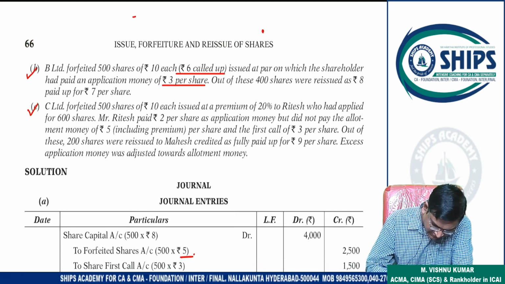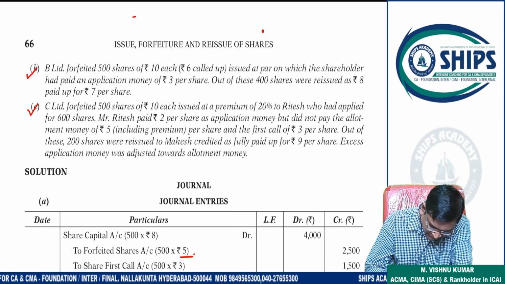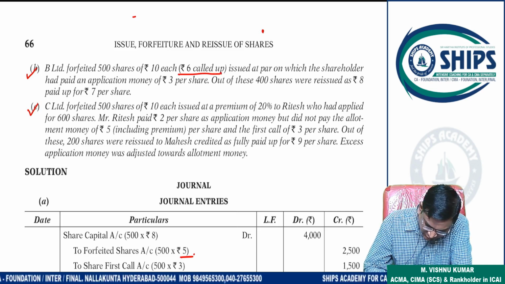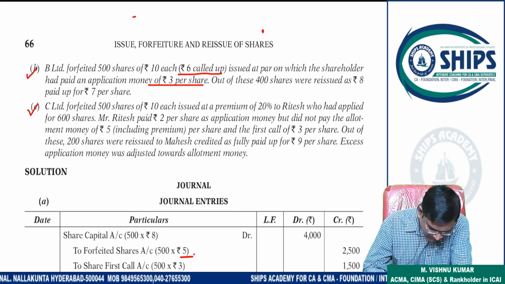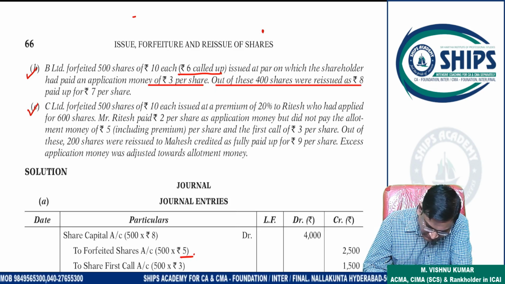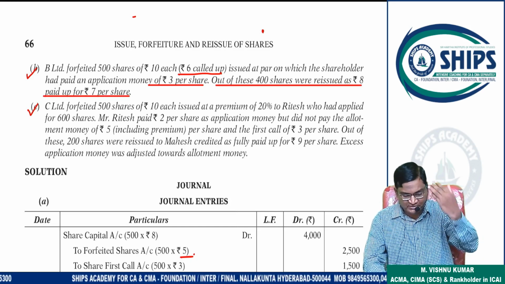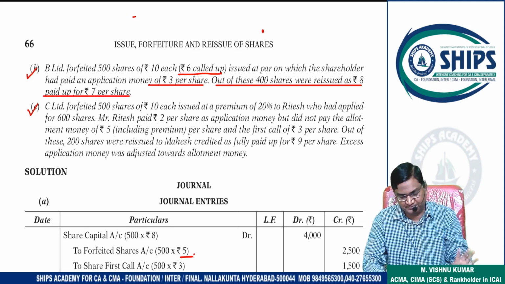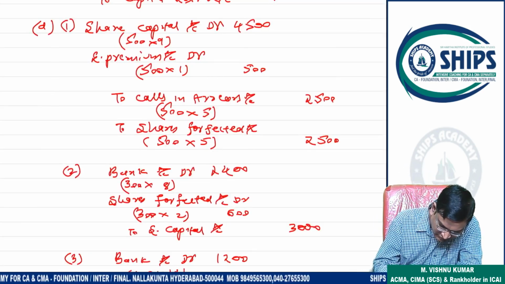Understand? Okay, case B. B Limited forfeited 500 shares of 10, 6 called up. So here we have to pass the forfeiture entry with 6 only. Issued at par, on which the shareholder paid application money of 3 per share. Means allotment, first call they did not pay, final call also not made. So allotment not paid. Of these, 400 shares were reissued as 8 paid up for 7 per share. Means the reissue price is 7, called up value changed to 8. It means 1 rupee discount given. How much discount given? 1 rupee. Okay, so see this entry.